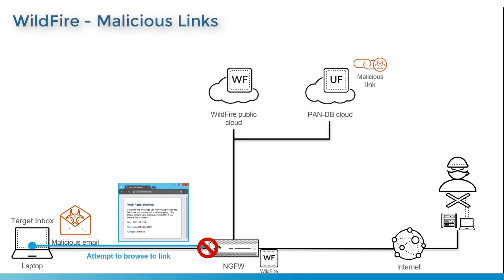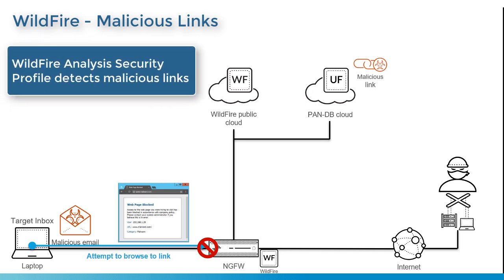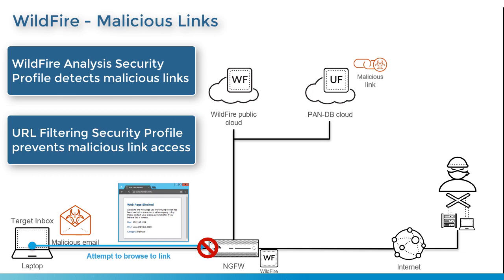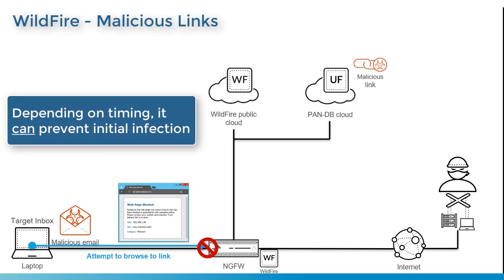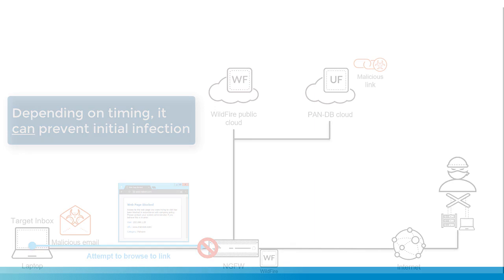So to recap, a WildFire analysis security profile can also detect malicious links. The URL filtering security profile can prevent a user from browsing to or accessing that malicious URL, and depending on the timing, it could even block the initial target user from trying to go to that malicious site.